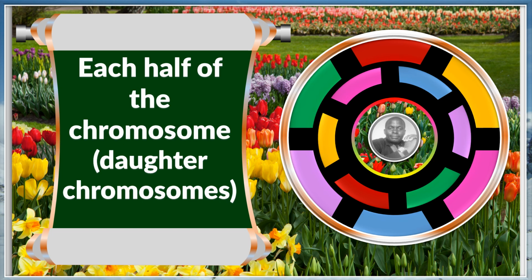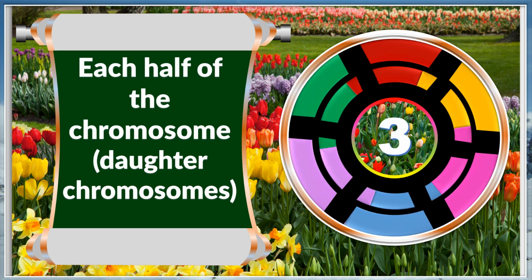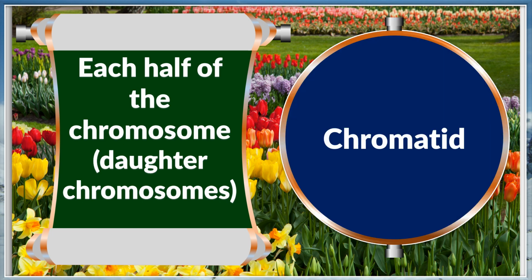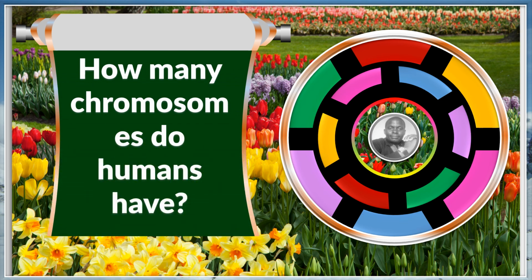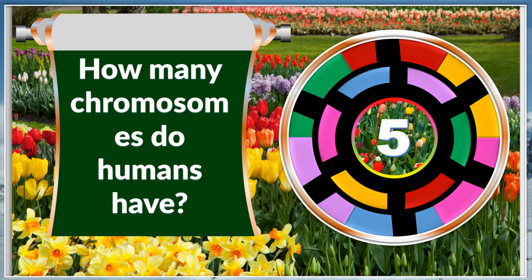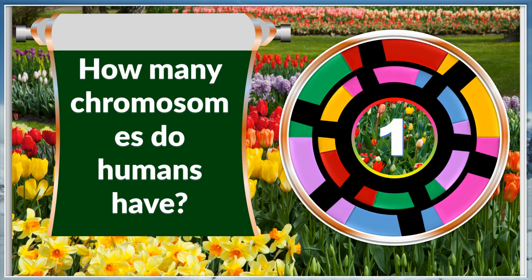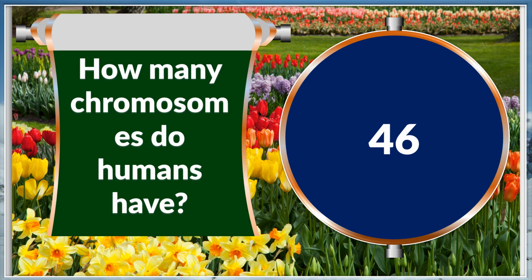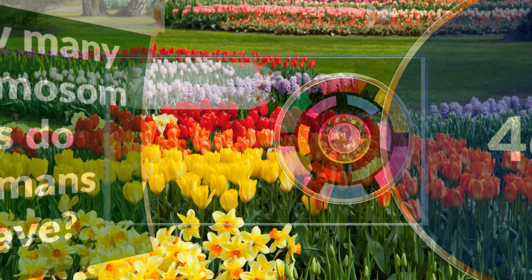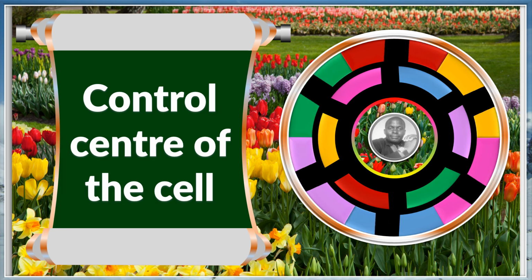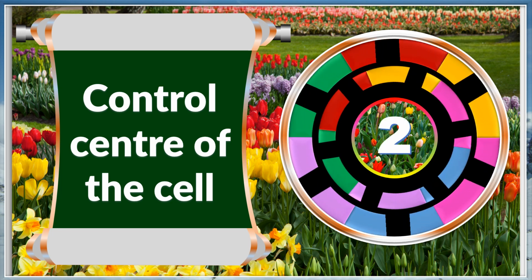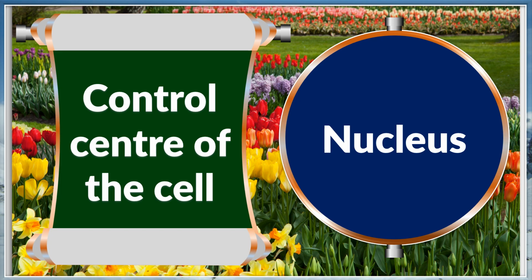Each half of the chromosome, daughter chromosomes. Chromatid. How many chromosomes do humans have? 46. Control center of the cell. Nucleus.